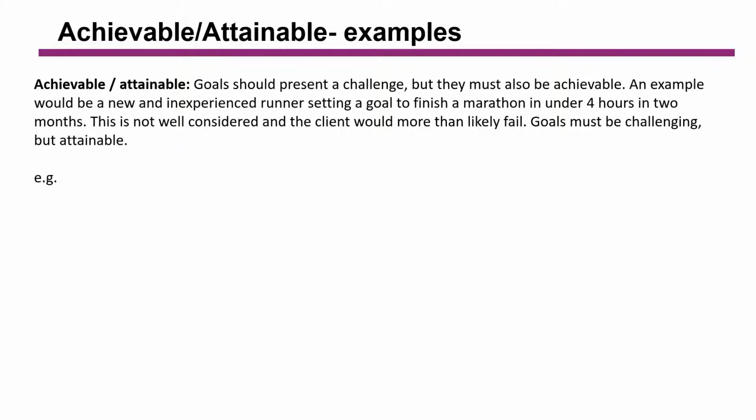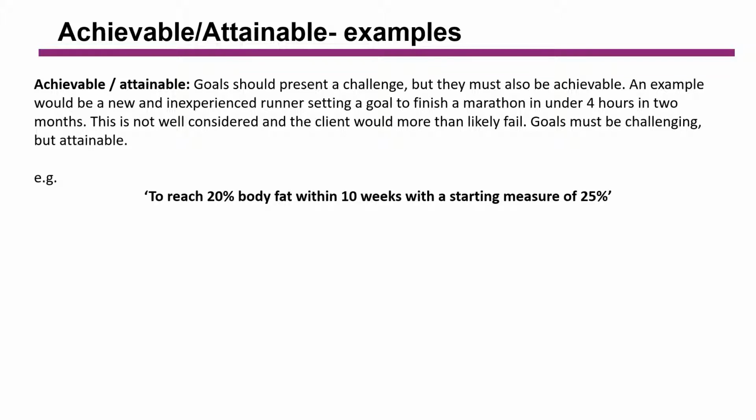So moving on down, we've got achievable or attainable, and some examples for this. Goals should present a challenge, but they must also be achievable. An example would be a new or inexperienced runner setting a goal to finish a marathon in under 4 hours in just 2 months' time. This is not well considered and the client would more than likely fail, so goals must be challenging but also attainable. So we can take a look here.